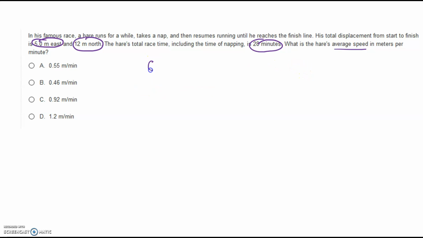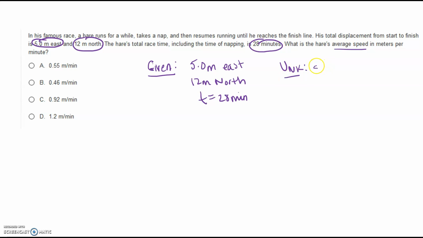Okay, so we're given 5 meters east and 12 meters north. I'm going to draw that out here in a minute. And then I'm given that the time is 28 minutes. I'm looking for speed in meters per minute. All right, let me change colors.